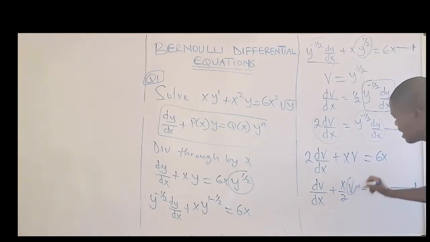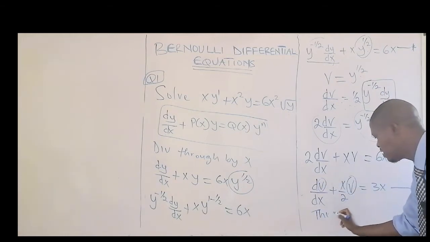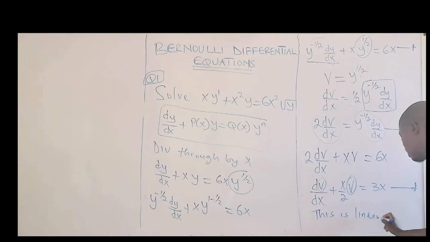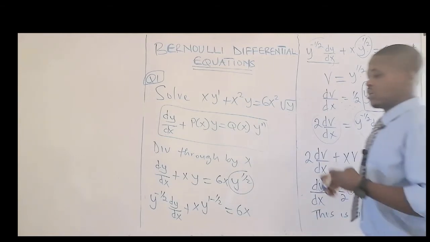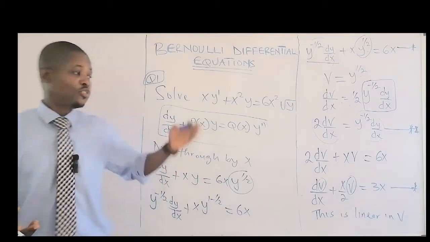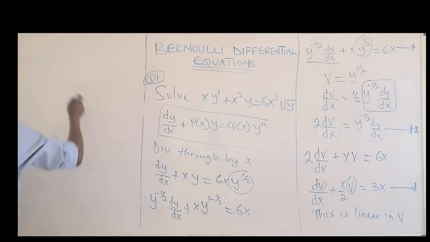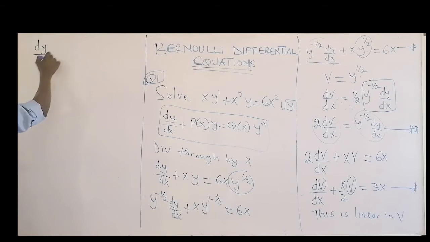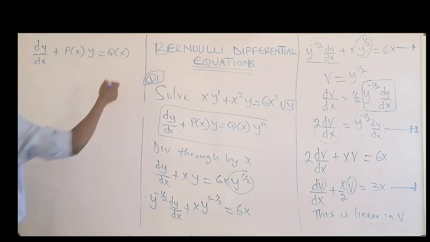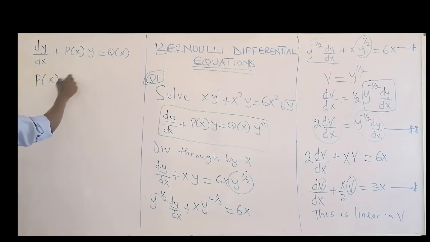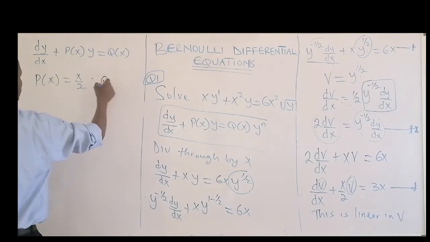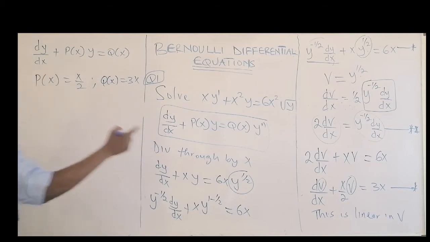And this equation is linear in v. So we can now use the method for linear differential equations to solve it. If you correlate it to the linear equation, which is of the form dy/dx plus p(x)y equal to q(x), you see that your p(x) is x/2, and your q(x) is 3x.